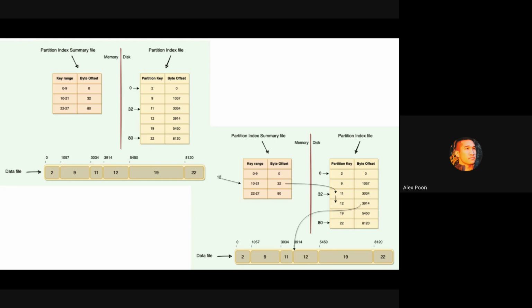Can you see the order in the diagram here? We start with key 12, and this gives us the byte offset in the partition index summary file. Then we jump to offset 32 in the partition index file and search for key 12. This gives us the offset 3914 in the SS table file, and then we jump to that offset to read the actual data itself.